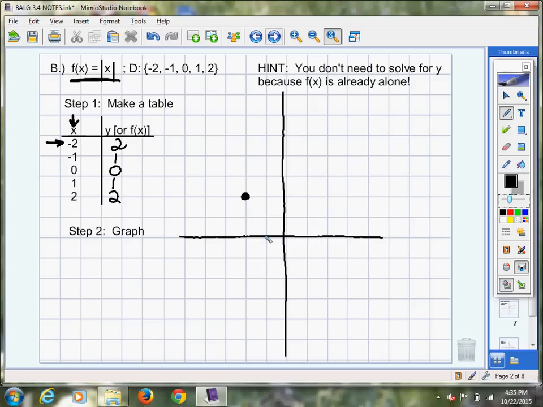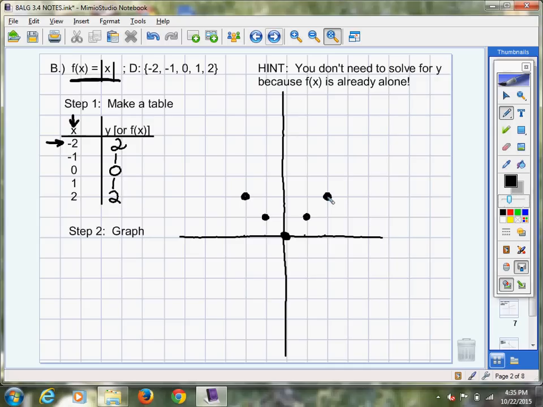-1 on the x and then +1 on the y. There's that one. 0, 0. That's just the origin, so we'll mark that. And then we're going to do +1 on the x and then +1 on the y. Mark that. That's where it's located. And then we're going to do 2, 2. So +2 on the x and +2 on the y. And there it is. Okay?